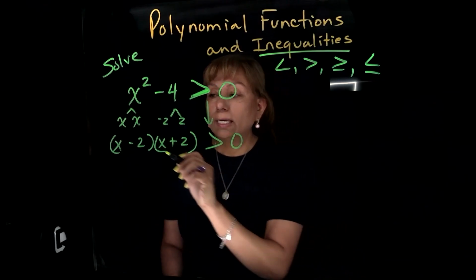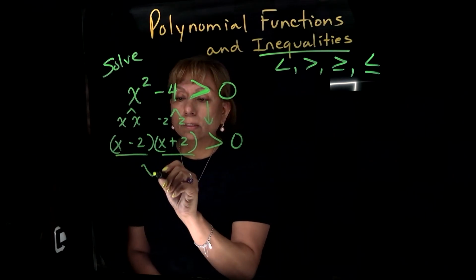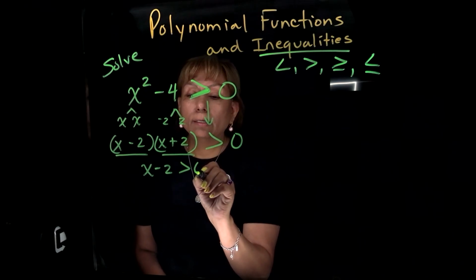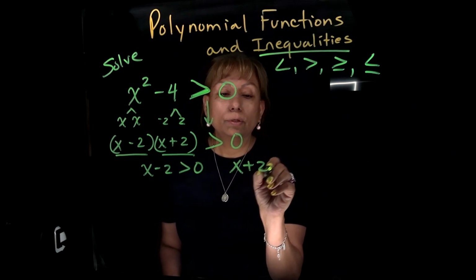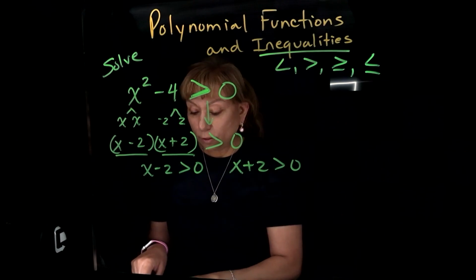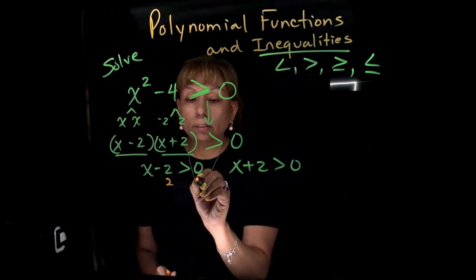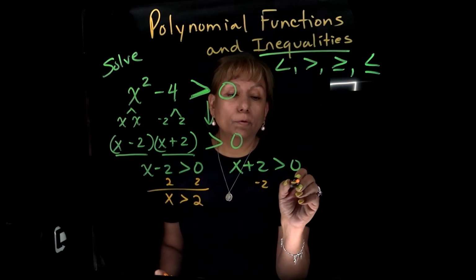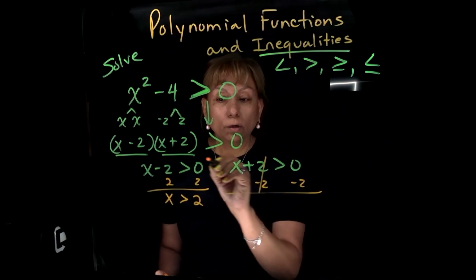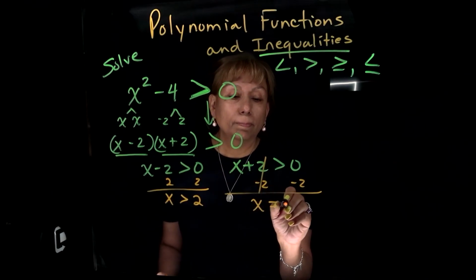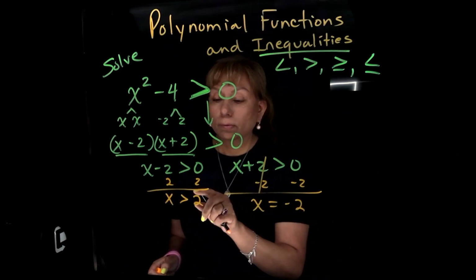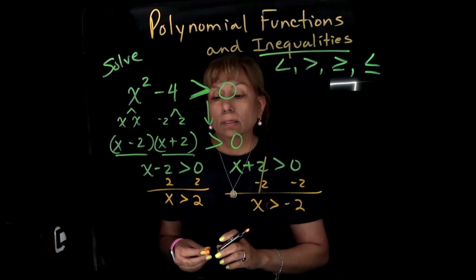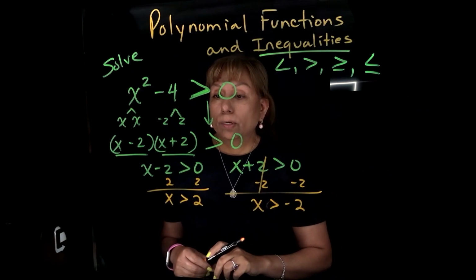So what we do is we take each of our factors, these parentheses, and we set each factor greater than 0, x plus 2, and you solve for x. If we move that 2 over, the positive 2 becomes a negative 2. And if we move the negative 2 over, it becomes a positive 2. Treat the inequality symbol like an equal sign. So we have x greater than 2 and x greater than negative 2.